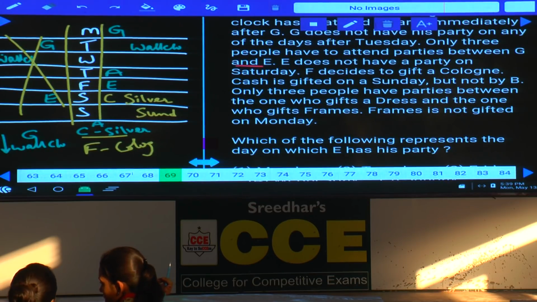F decides to gift a colon, and cash is gifted on Sunday but not by B. Hence, B cannot be on Sunday. As B cannot be on Sunday, B can be either Tuesday or Wednesday.